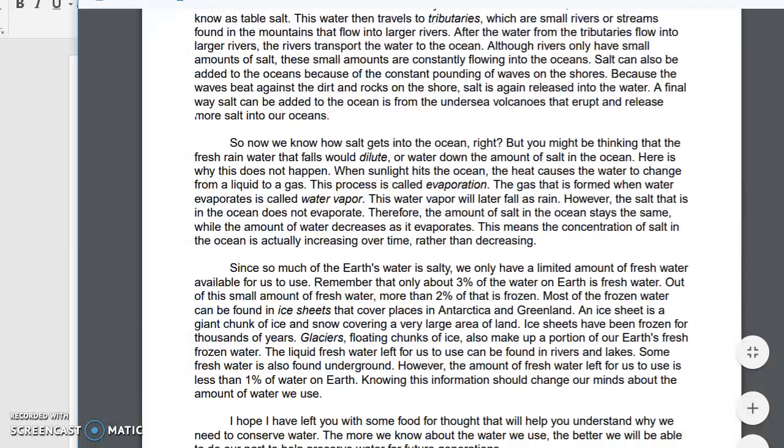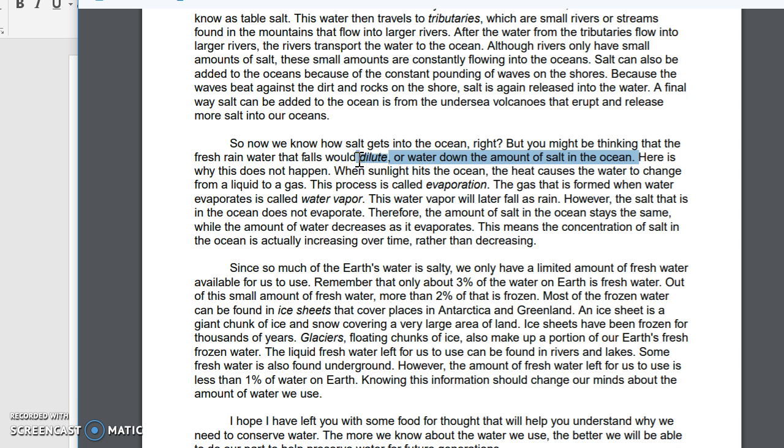All right. So we're going to go to paragraph 3. So now we know how salt gets into the ocean, right? So yeah, we just said that. So yeah, we're absolutely on the right track. But you might be thinking that the fresh rainwater that falls would dilute, or water down, the amount of salt in the ocean. Here it is again, team. There it is.